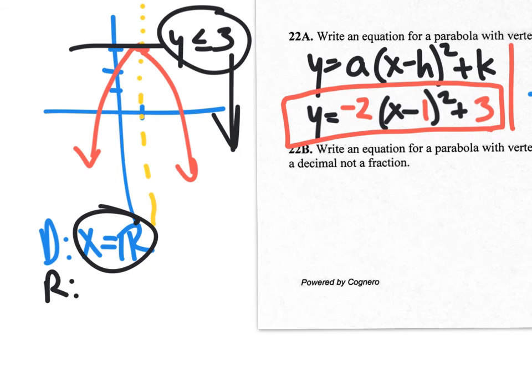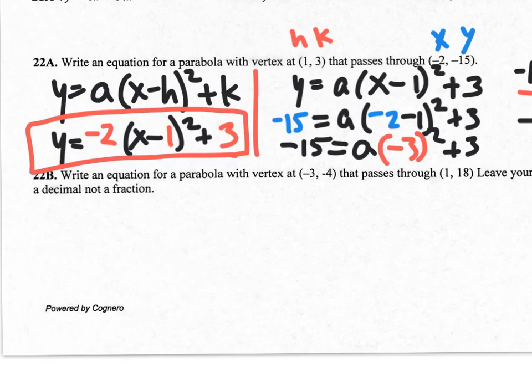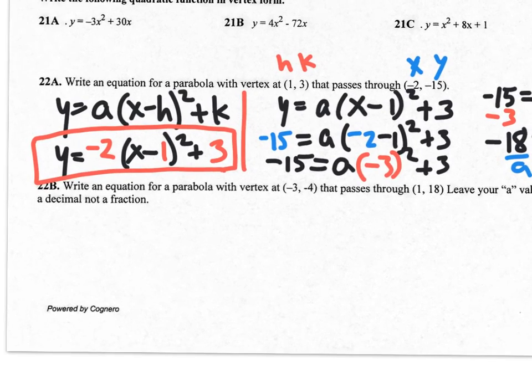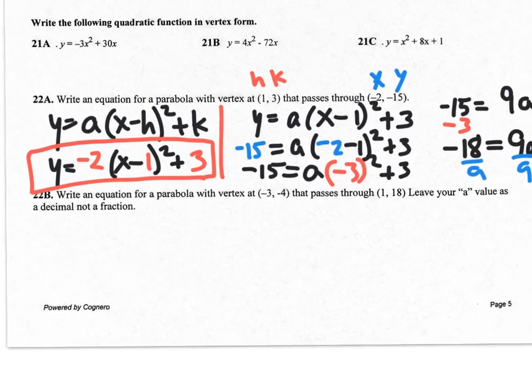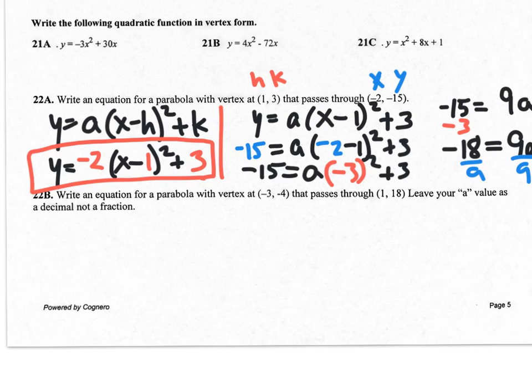Let's move on. So number 22b, it's the same exact thing. You want to do the same exact process as we did above. I'm going to leave that one up to you. Let's move on to the next side of this page.